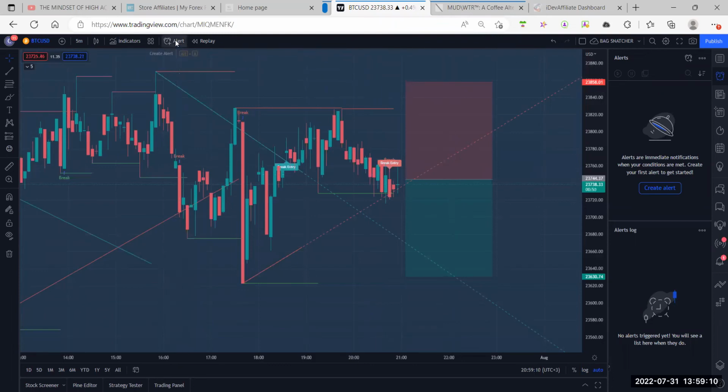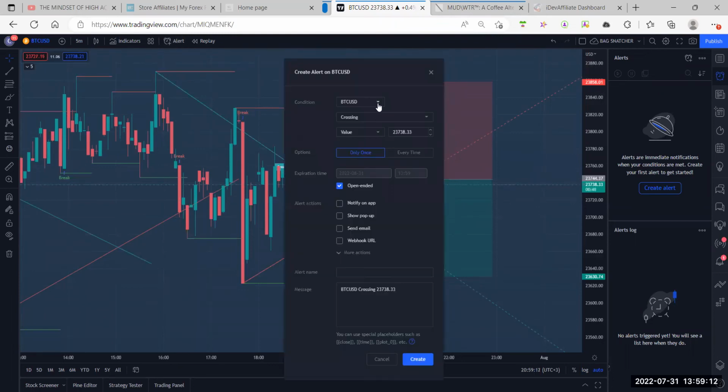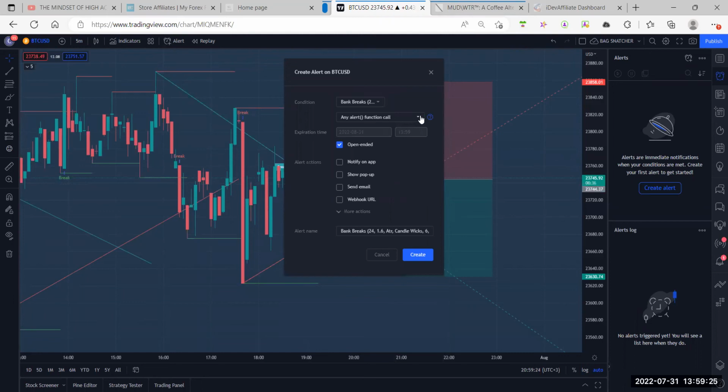What you could also do is go to alerts and set an alert so you can get an SMS or an email to let you know when there's a break or retest happening. All you have to do is go to condition, select the strategy like bank breaks right here. And then you're going to go below that to alert function, and you're going to select either a lower trend breakout, resistance breakout, resistance retest, support breakout, support retest, or upper trend breakout. So any of these are entries.